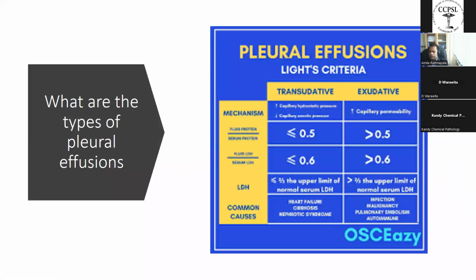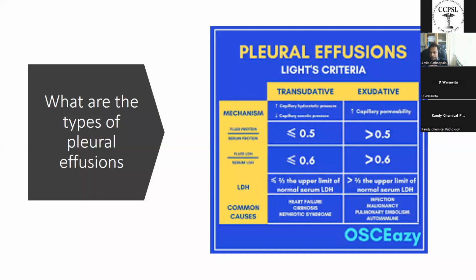So when there's a pleural effusion, we should know the types of pleural effusion. As you know, there are transudative and exudative pleural effusions. We use criteria to diagnose this. The commonest one is the Light's criteria. There are three criteria, as you know. If the pleural fluid protein to serum protein ratio is more than 0.5, we know that it is due to increased capillary permeability, and that is an exudative effusion. If it is less than or equal to 0.5, we know it is due to increased capillary hydrostatic pressure or reduced capillary oncotic pressure. That is a transudative effusion.